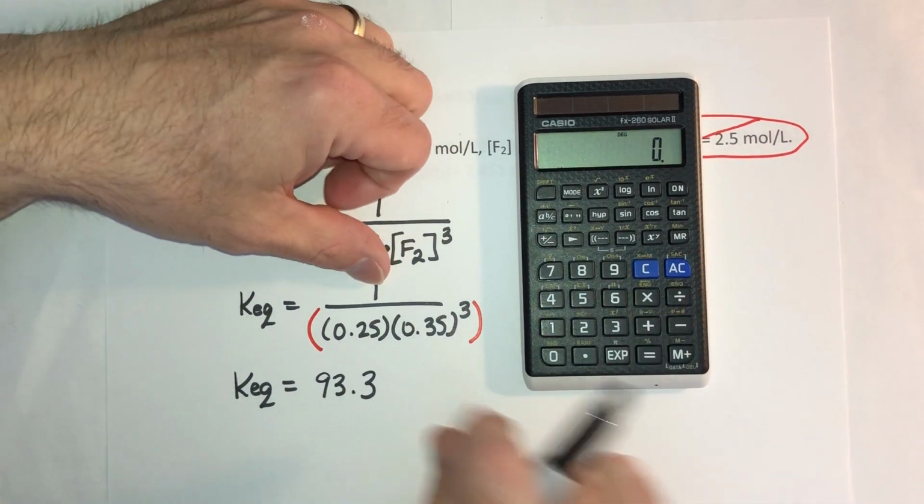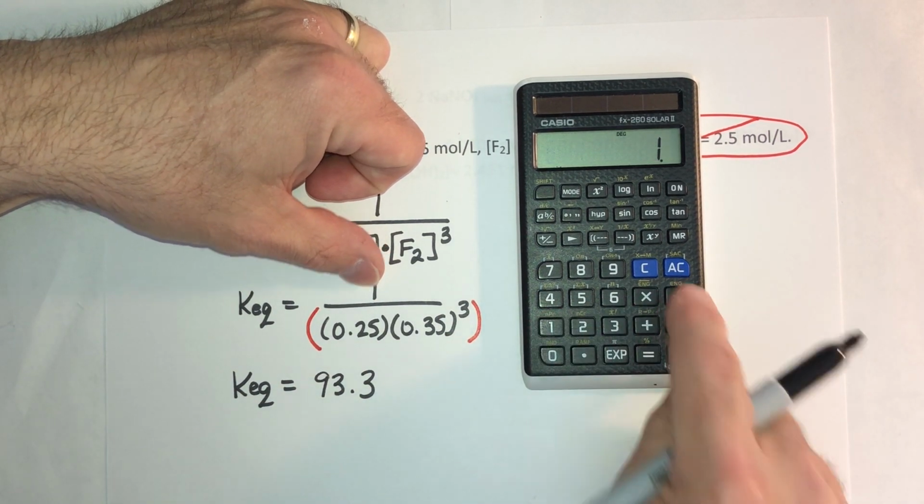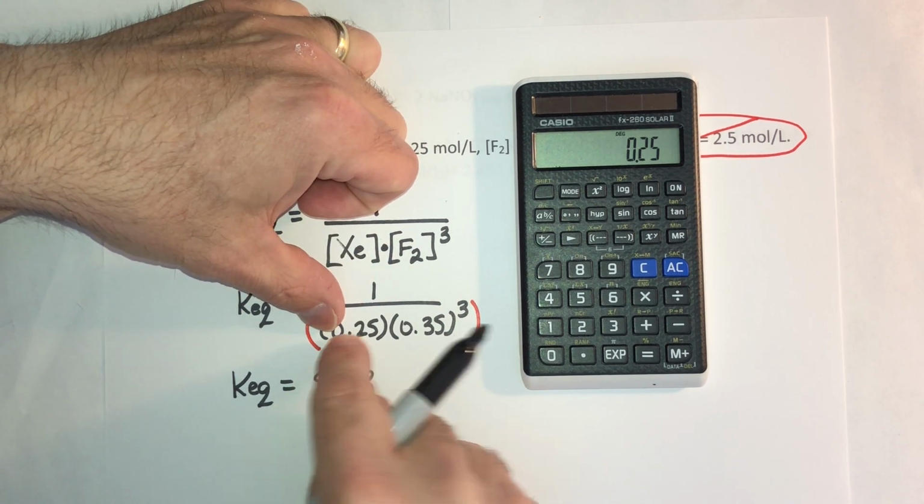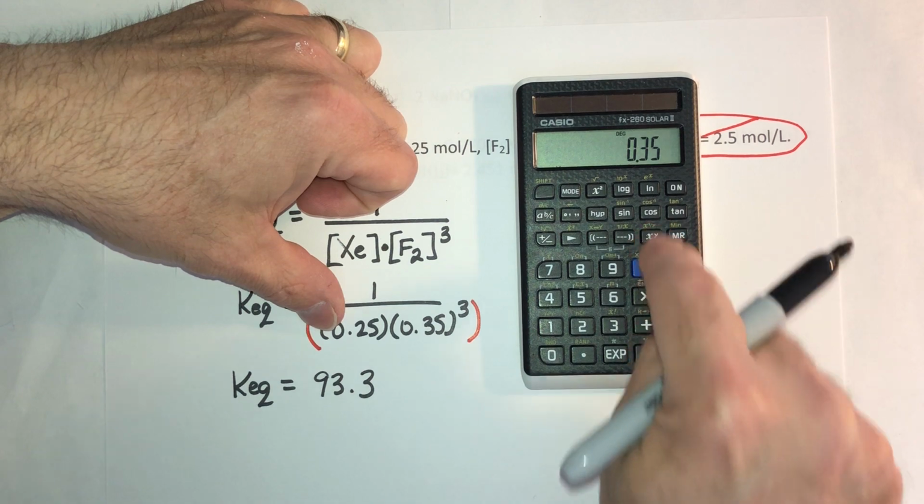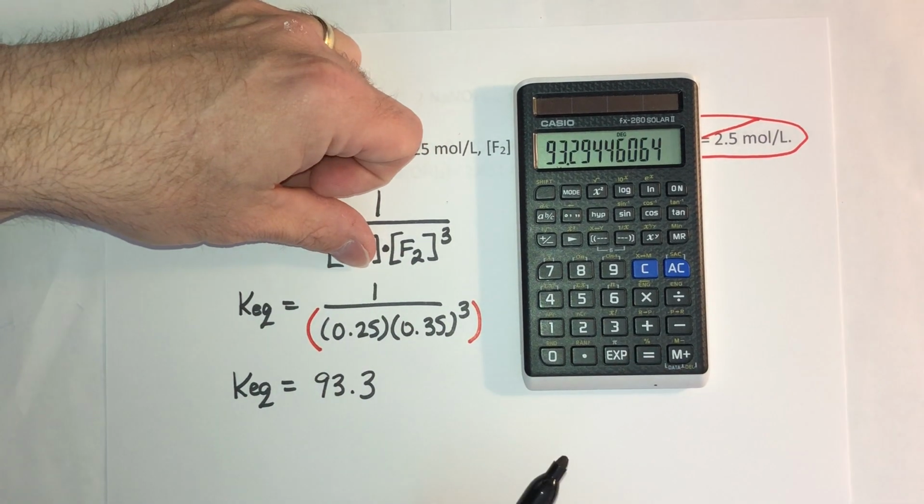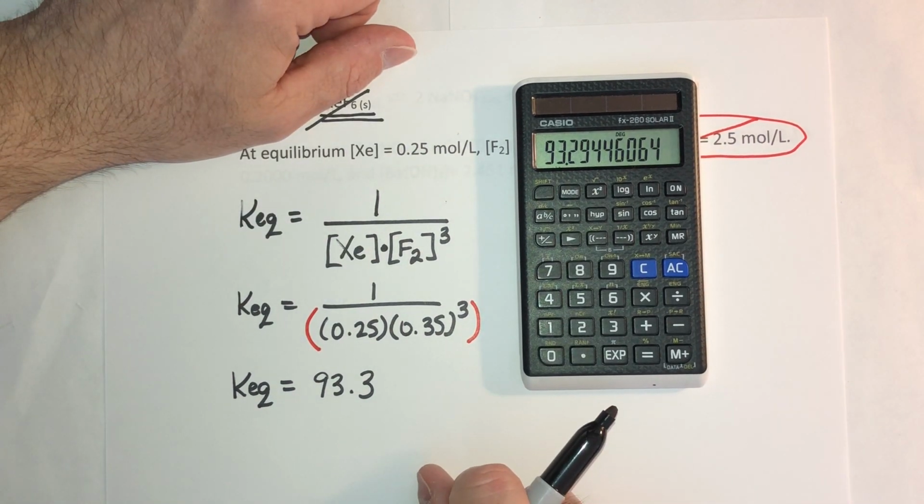What I could do is just do it as two separate divisions. I could say 1 divided by 0.25, okay, that's my first division, divided by 0.35 to the power of 3, right? Divide by the first one, divide by the second one. And it still gives me 93.3, same answer.